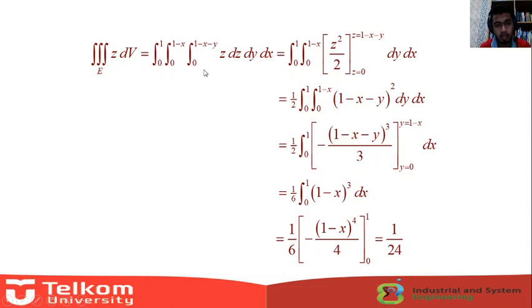The integral of z dz is a half z squared. Next, we input z equals 1 minus x minus y, so the result is 1 minus x minus y squared over 2, minus the value when z equals 0, which is 0. So we get 1 minus x minus y squared over 2 minus 0. We separate the half and put it in front, so a half times this integral.